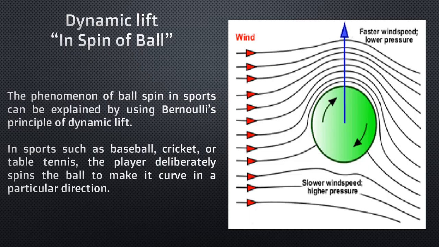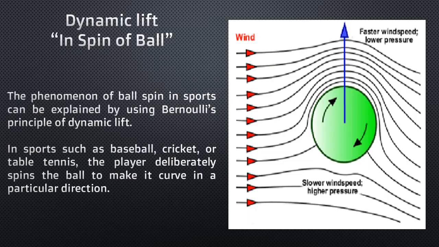Now this is the dynamic lift in the spin of a ball. The phenomenon of a ball spin in sports can be explained by using Bernoulli's principle of dynamic lift. In sports such as baseball, cricket, or table tennis, the player deliberately spins the ball to make it curve in a particular direction. Here you can see on the right side in the picture that the ball is being swung.